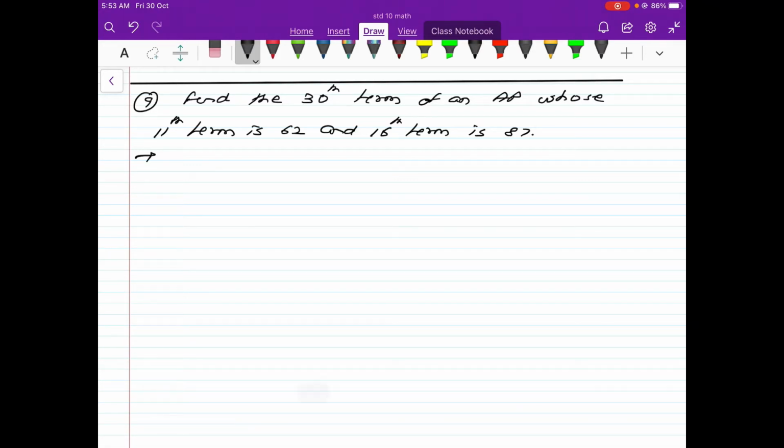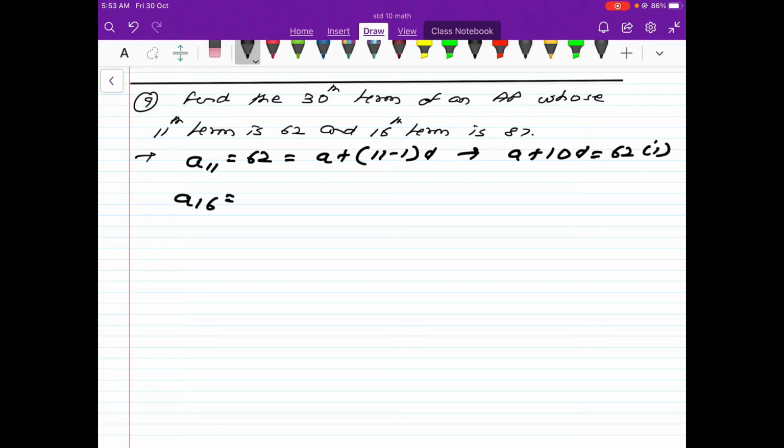So we will start writing the data. The 11th term is given to us as 62. Remember, 11th term is a, we don't know, 11 minus 1 into d. So this condenses out to be a plus 10d is equal to 62. So this is my first thing. You have to make use of this linear equation in two variables. Now we have the 16th term. The 16th term is given as 87, but formula wise it will be 16 minus 1 into d. So this is a plus 15d is equal to 87. This is statement number 2.